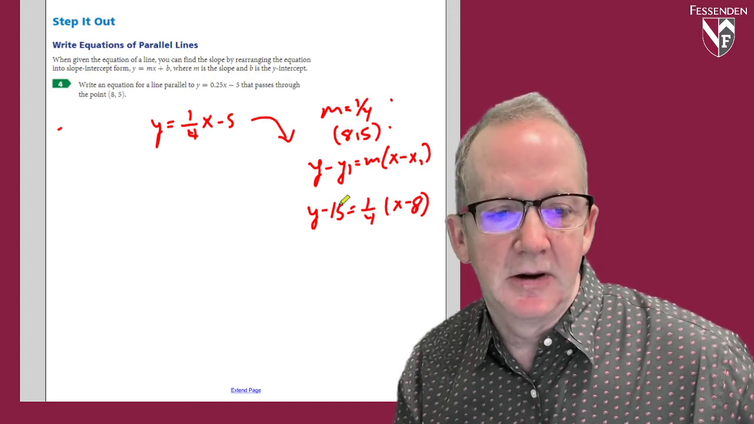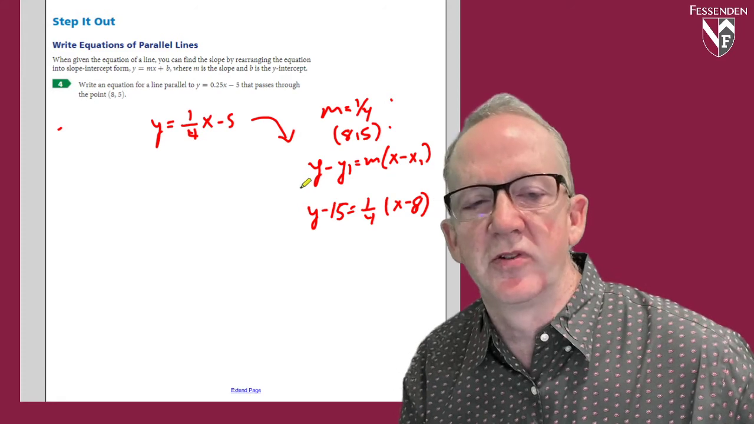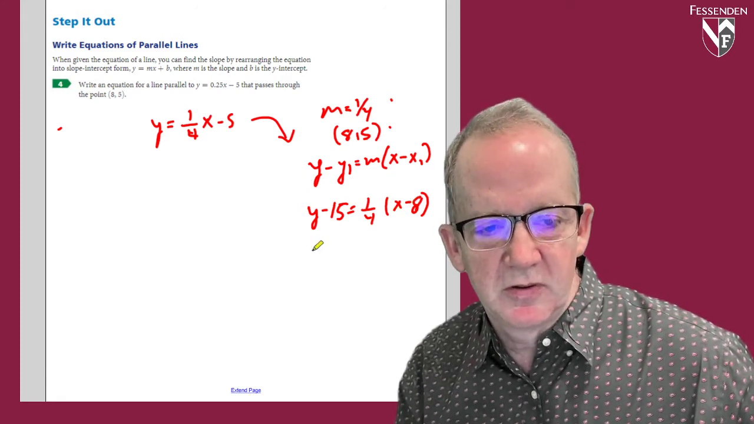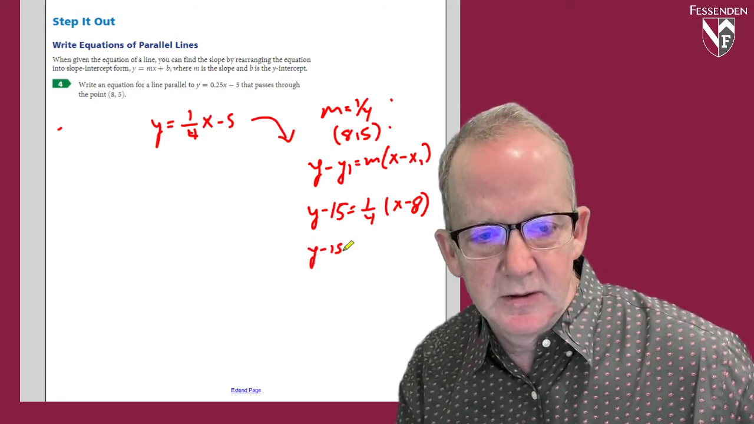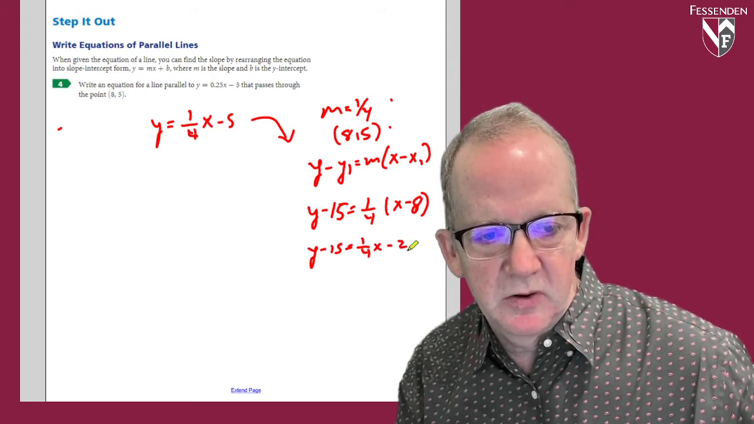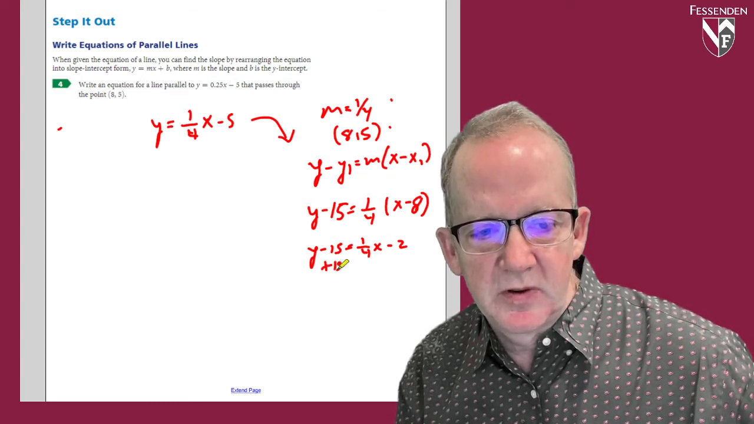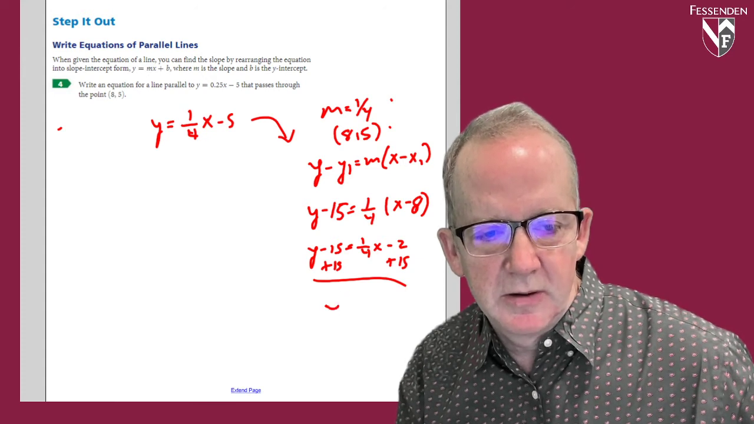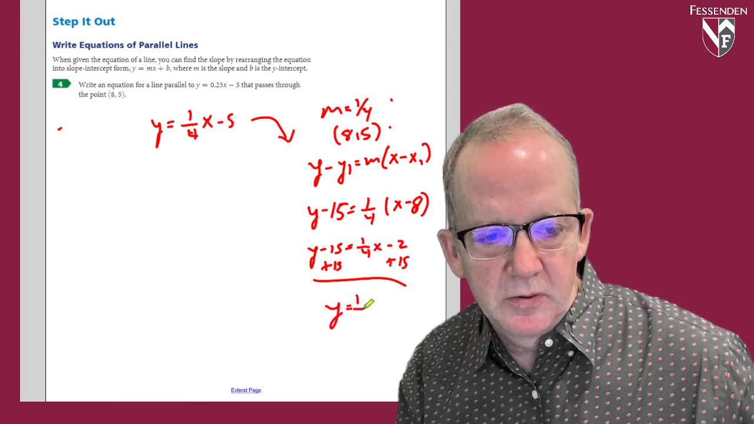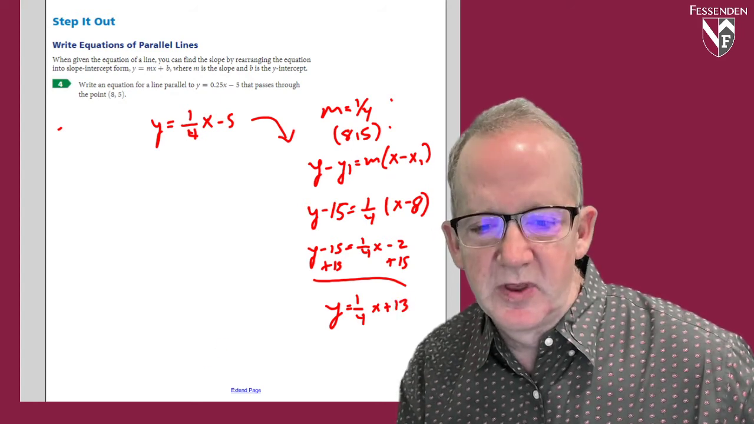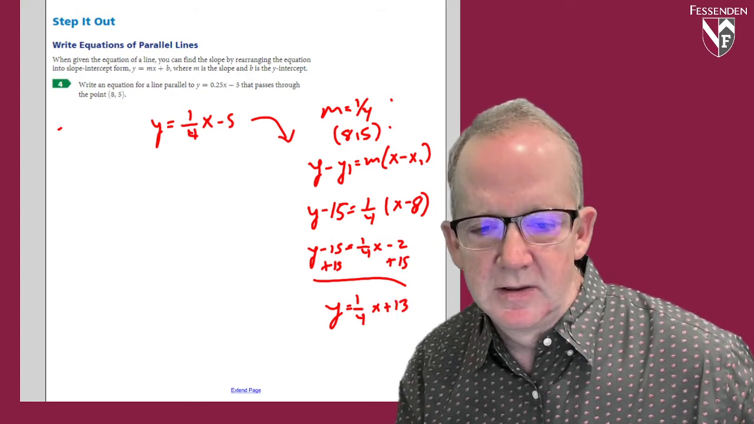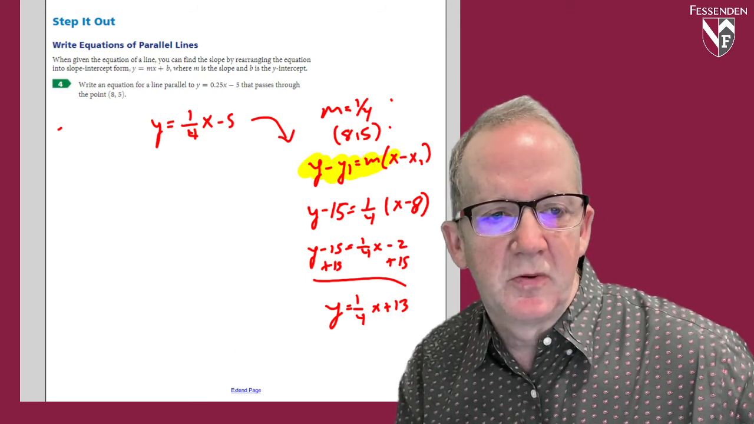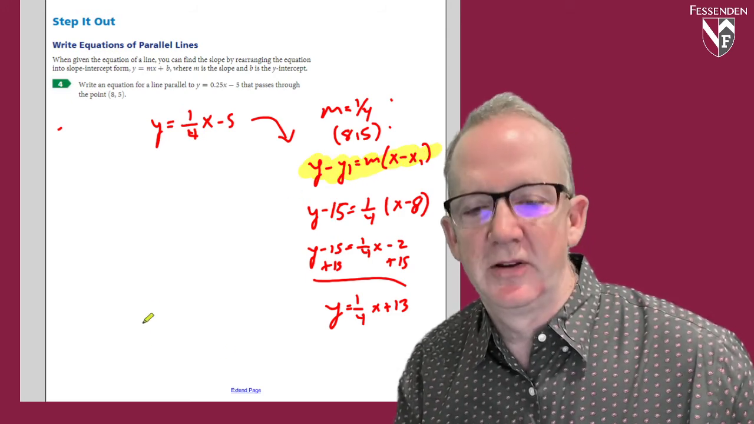And you could be done there, or we could take this all the way to a solution, meaning to distribute this, so we get y minus 15 equals 1/4 x minus 2. Add 15 to both sides. Maybe I need to find a thinner pen. Y equals 1/4 x plus 13. So that's using this thing called point slope form. And you may have learned that and you may not have.